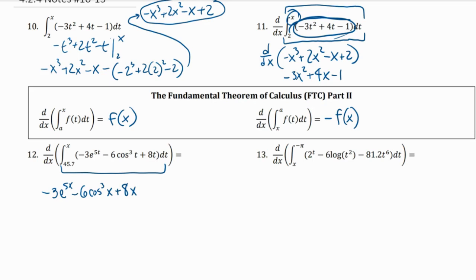That's my answer. I don't have to show any work. I just fundamentally understand that I'm plugging in the bounds into my antiderivative. And then when I take the derivative of my antiderivative, I end up with the original function.